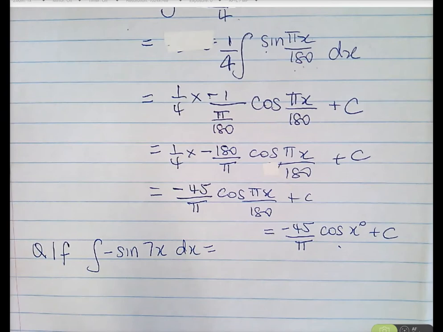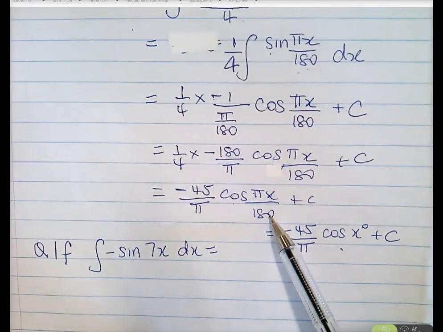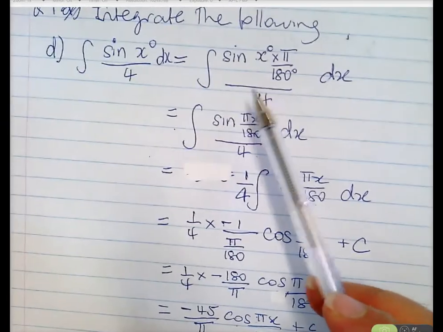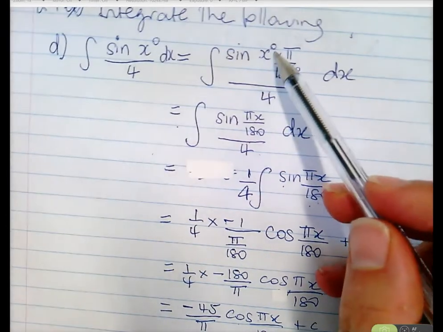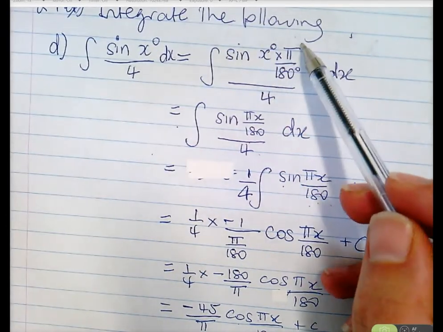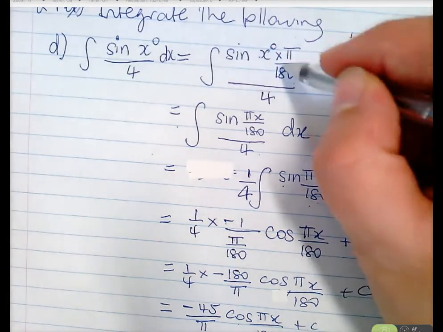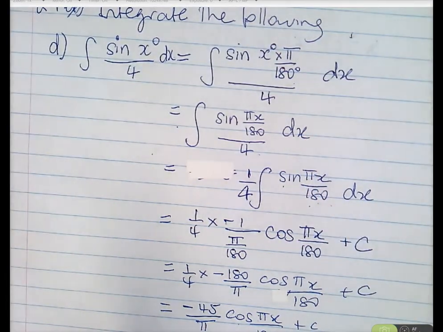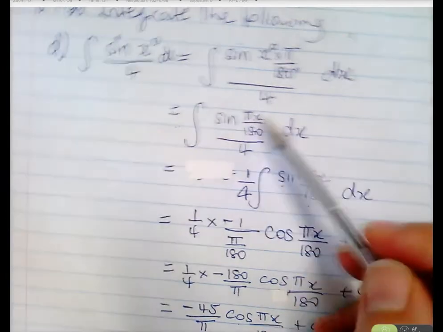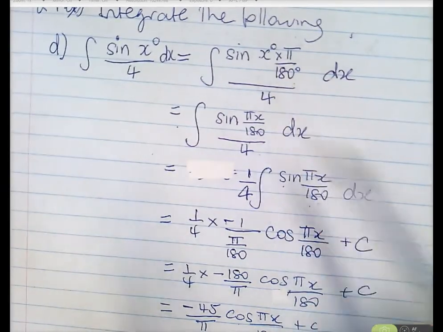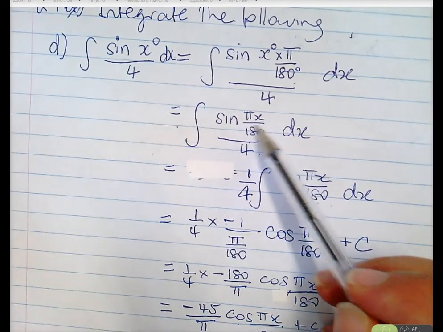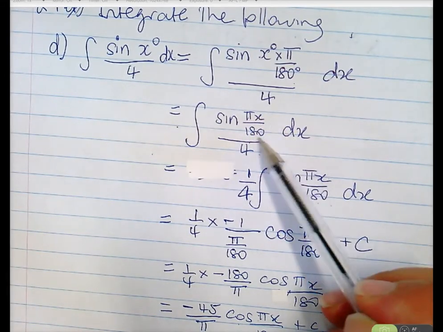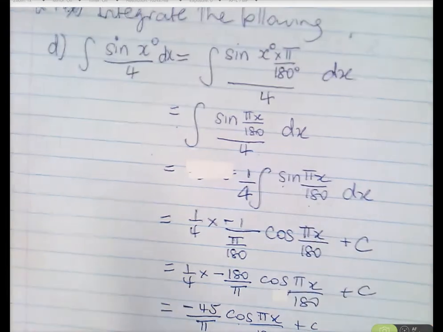So cos of pi x on 180, because pi x on 180 is the same as x degrees. But once I write x degrees times pi over 180 degrees, the degree symbols cancel. And pi x on 180 is different to just having x degrees. That is now in radians. So it's 3.14 times whatever x is over 180.